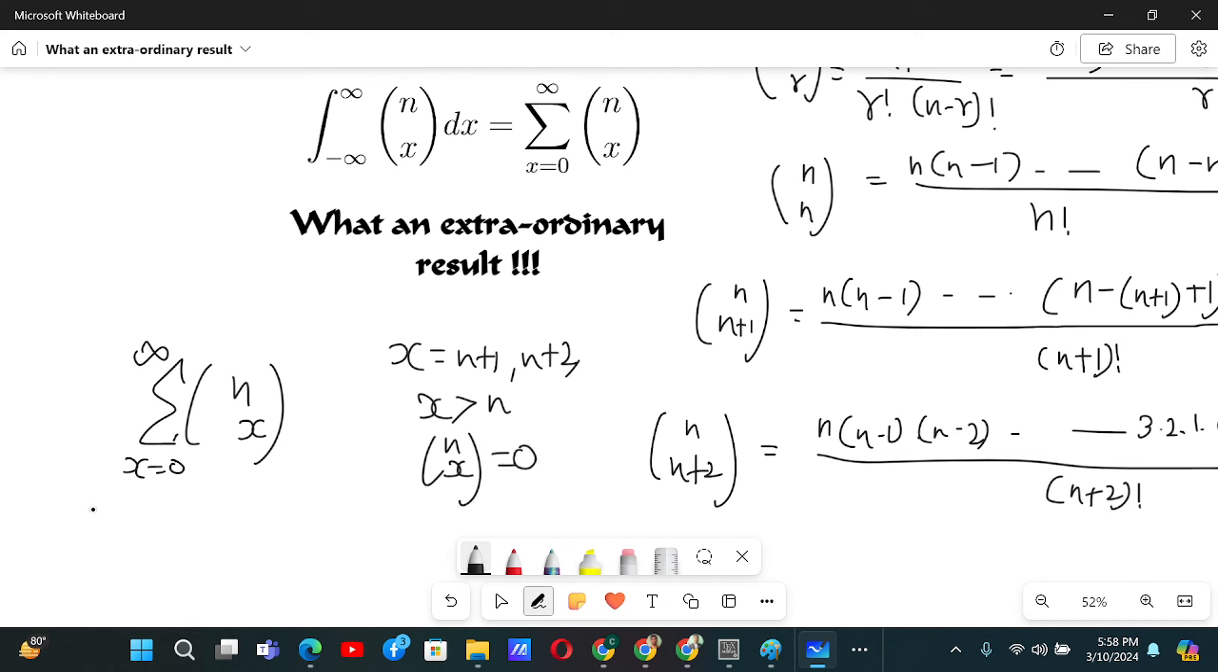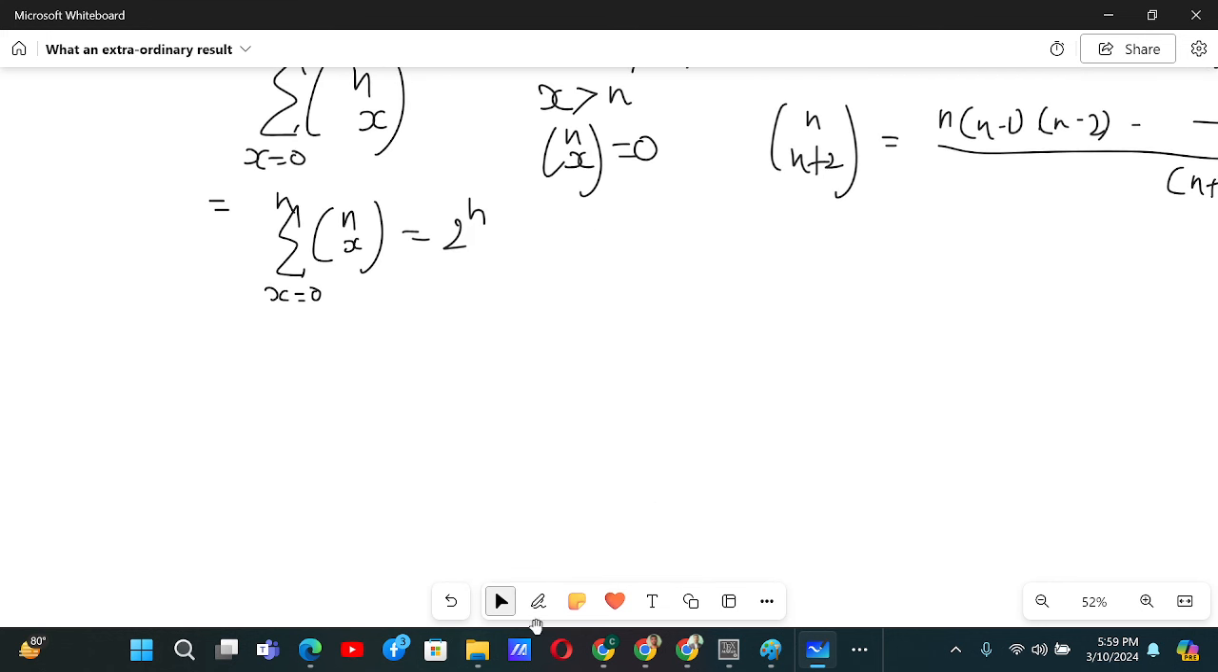So that's why we can say that this sum is actually equal to the sum from x equals 0 to n only of n choose x. And we know that the sum of binomial coefficients from x equals 0 to n is just 2 to the power n. And the short proof for this is from the binomial expansion.